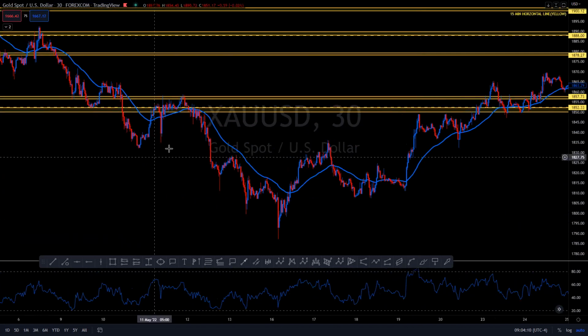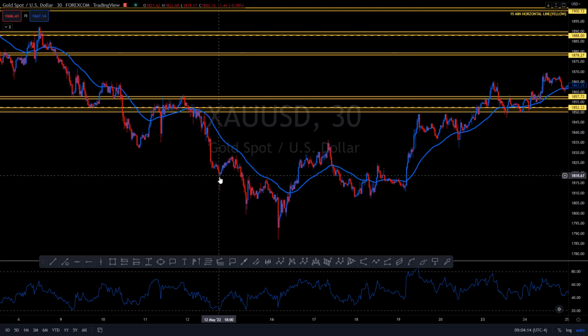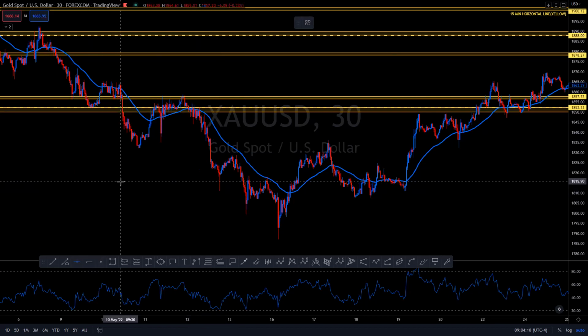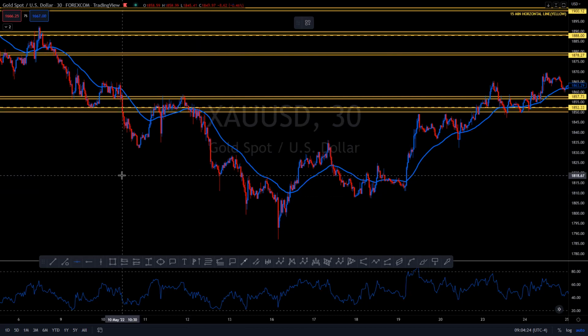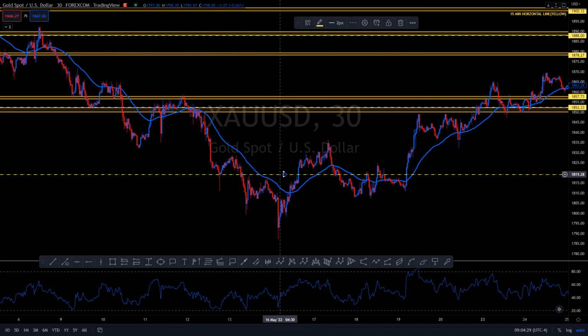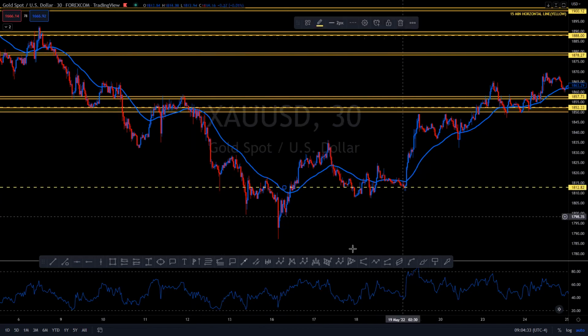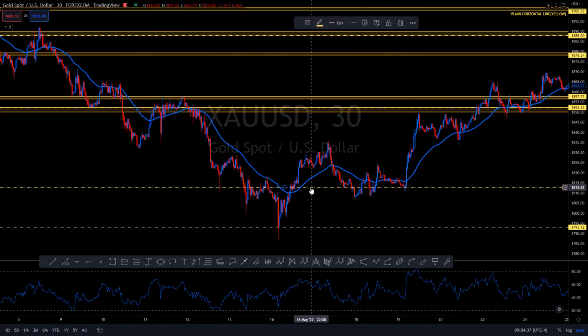So now we look at price. Price respected this last supply zone and pushed all the way down to this first demand zone here in this area. Actually, I'll say down here. Demand here. Start demand down here.